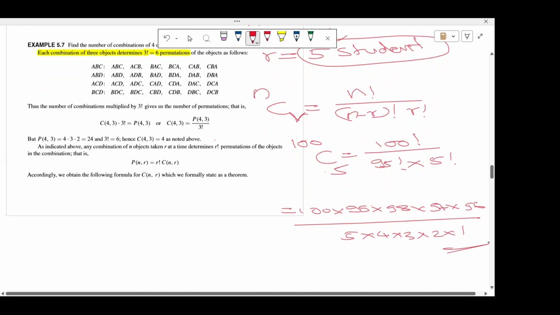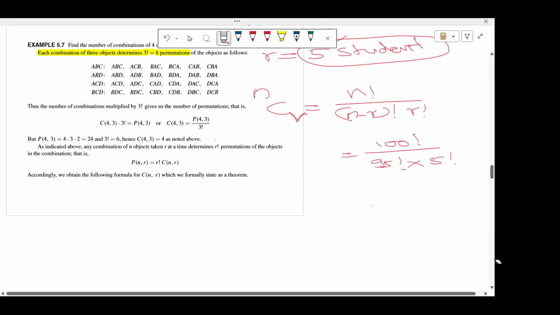Did you understand? Hope you can understand, right? Hello. If anyone has any issues, please let me know. This is what we can call combinations.